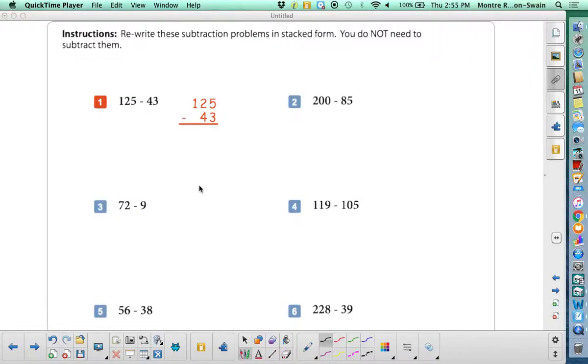All right, guys, let's look at number one. Number one is 125, and we are taking away 43. Okay. So starting in the ones place, we have 5 minus 3, and that's 2.